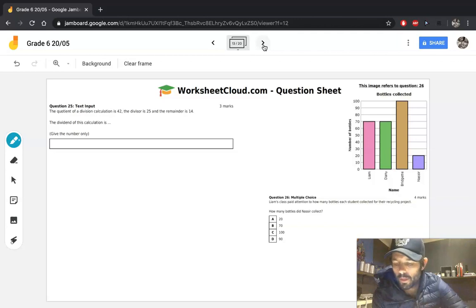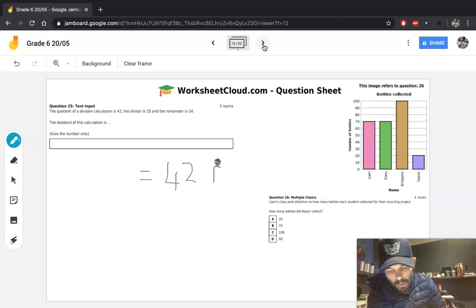Okay, question number 25. The quotient of a division calculation is 42. The divisor is 25 and the remainder is 14. The dividend of this calculation is what? So we've spoken about this before. It was quite a while ago, so I'm not too sure if you'll remember. But in a division sum, the quotient is the answer. So our answer is going to be 42 remainder 14.